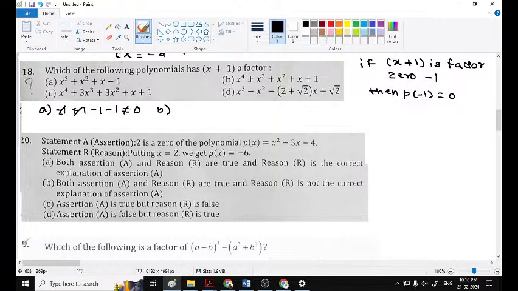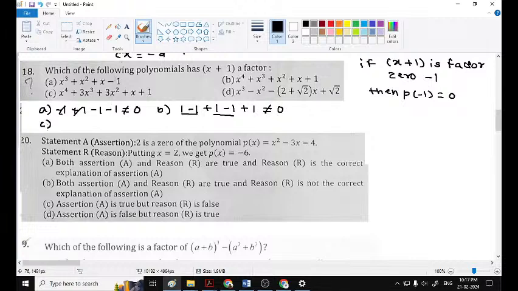Let us solve for B. Minus 1 raised to 4 is 1. Minus 1 raised to 3 is minus 1. Minus 1 square is plus 1. X value is minus 1. So here we write minus 1, and this is plus 1. This will become 0. This will become 0. So the simplification is not 0.